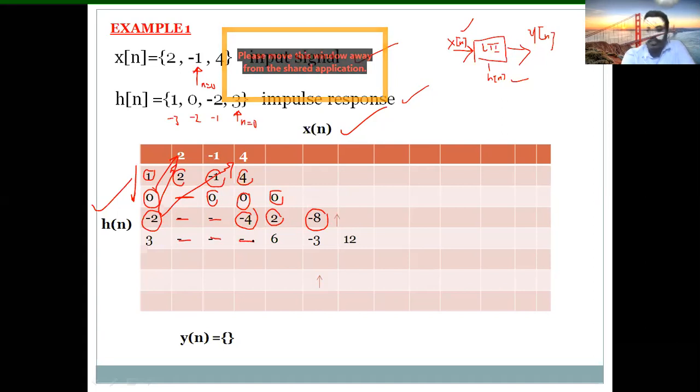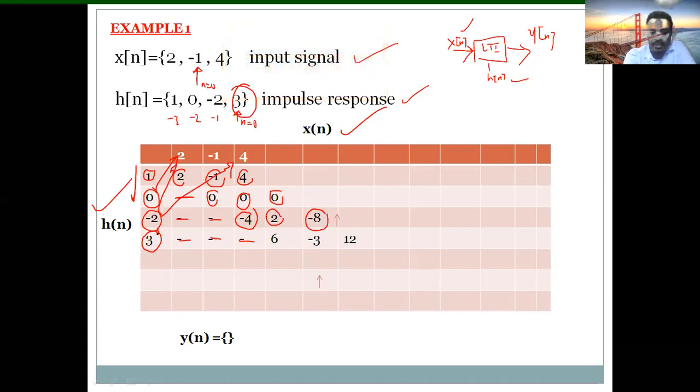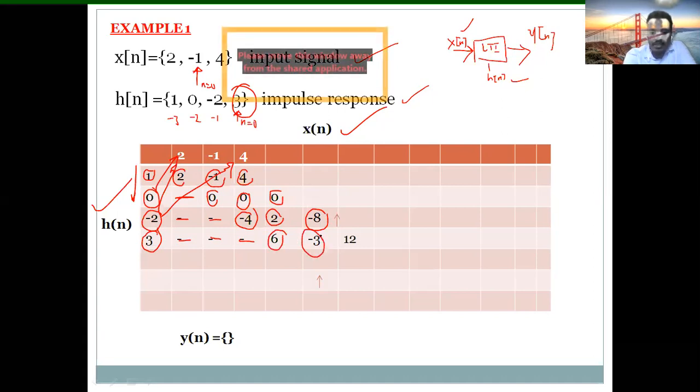Next step, jump how many times? 3 times. Shift 3 times. Again multiply the last sample of the impulse response, which is 3, by the input. 3 times 2, it will be 6. 3 times minus 1, minus 3. 3 times 4, it will be 12. Now we finish.